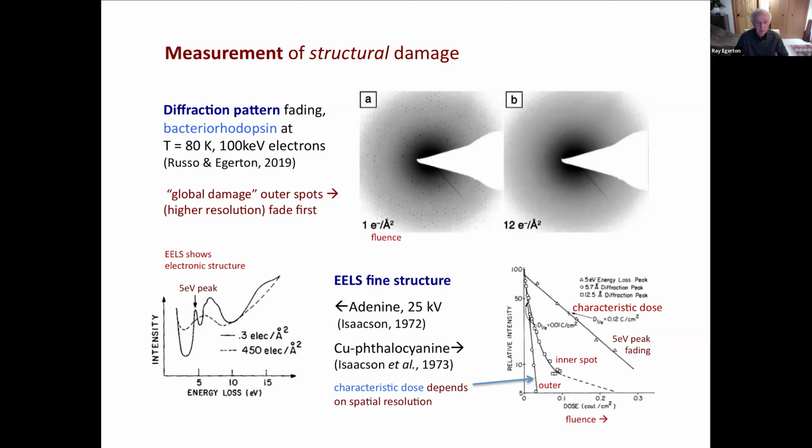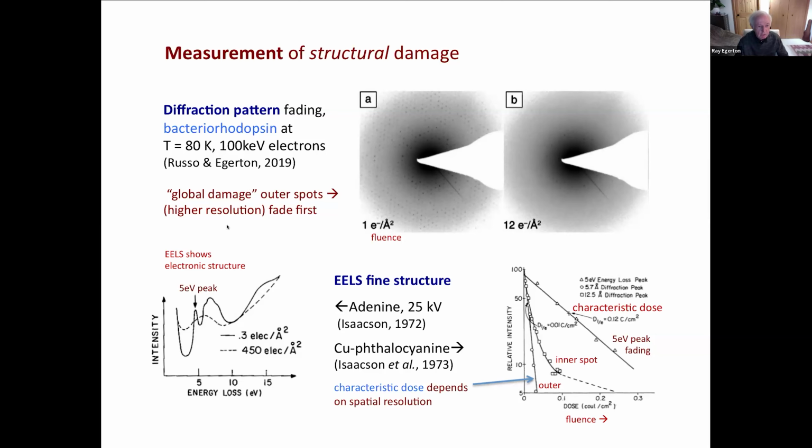It's the number of particles, electrons, per unit area of the sample. And you can see as that number increases, the intensity of the spots, particularly in the outer part of the pattern, decreases. Another way of quantifying the structure is through the electron energy loss spectrum. So bottom left, we have some fine structure peaks in an adenine sample. They are indicative of the electronic structure rather than the crystallographic structure of the specimen. But once again, those peaks are fading, decreasing in intensity.